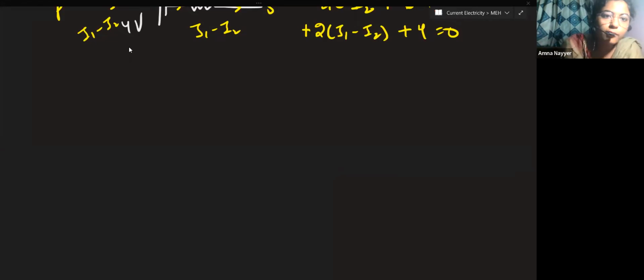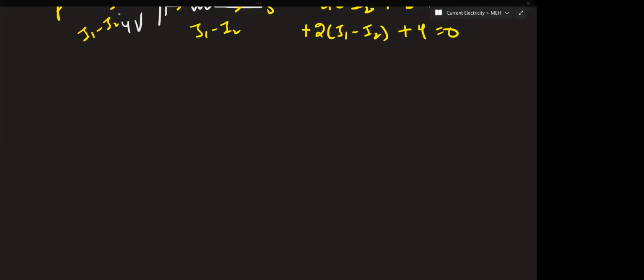Yes, Fahad, you have to solve it. Of course, you have to solve it. You have to find out the values of current. I'm not solving because it will take time and it will waste our time. Just a second.